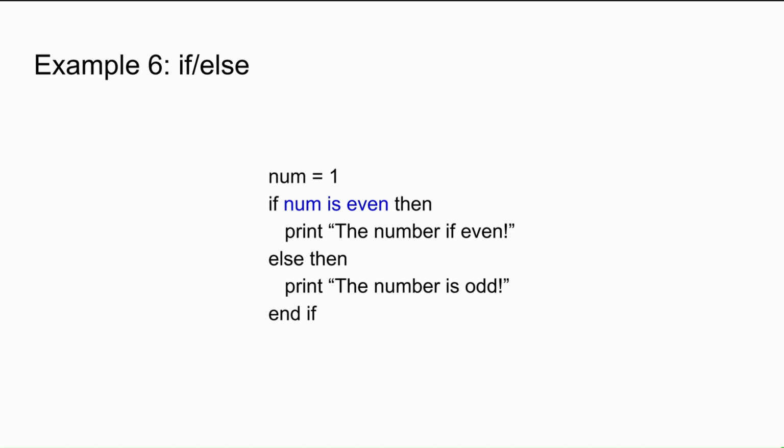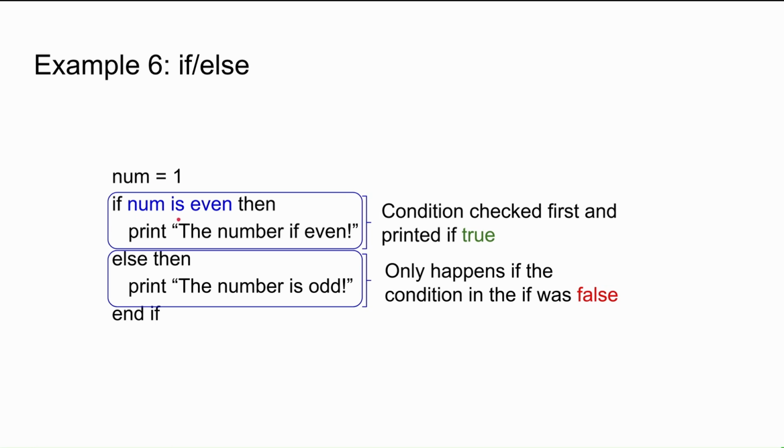First, I am going to cover the if-else case. Here, we are first storing 1 in the num variable, so num is equal to 1. Then, we are checking if the number is even in the condition here. And if the number is even, then we print the number is even. Else, we print the number is odd. So we can see that num being even is checked first, and the print is executed if it's true. But the second part, as we explained before, only happens if the condition in the if was false.